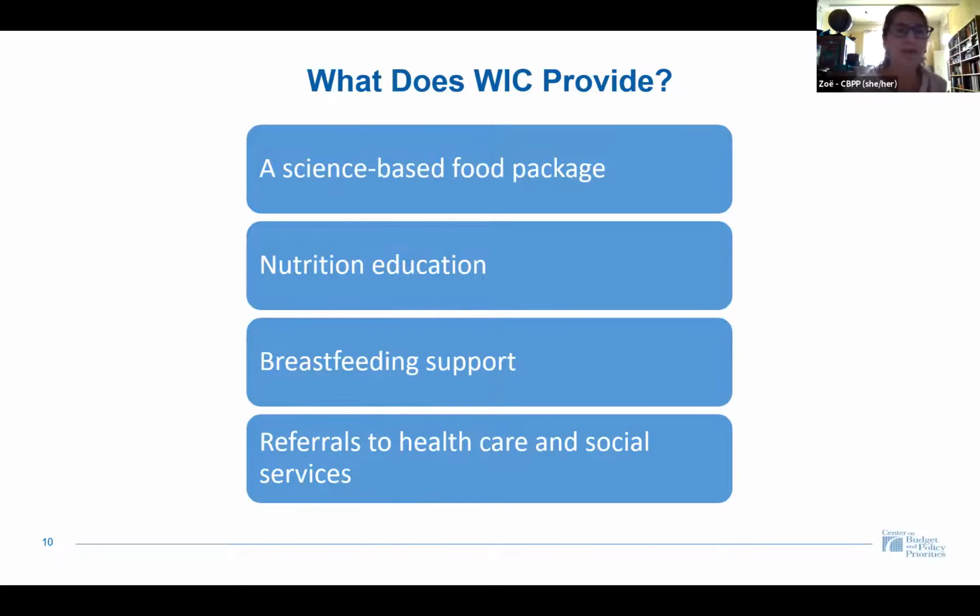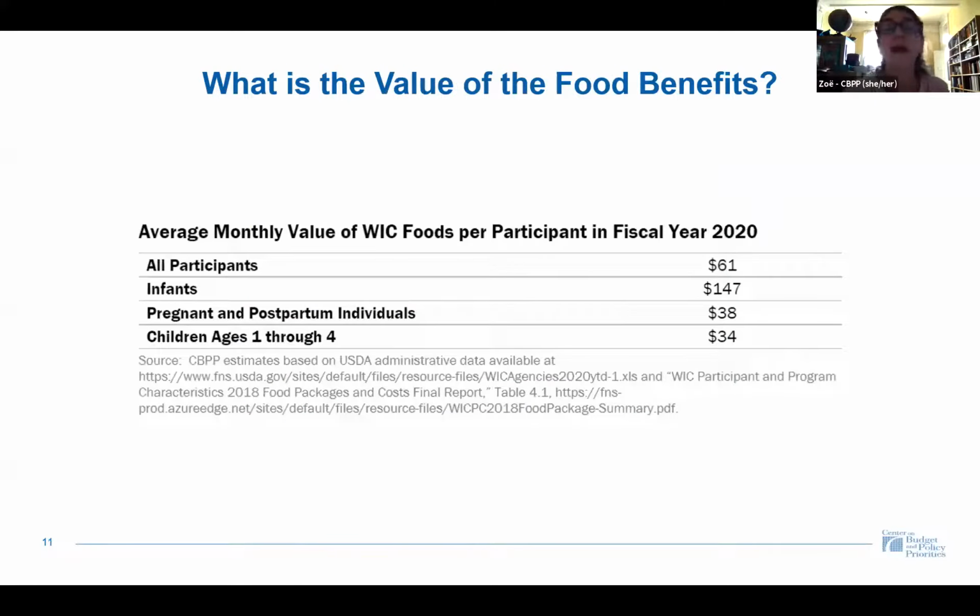So what are the benefits that WIC provides? WIC is a food assistance program, and it does provide a science-based food package. It also provides nutrition education, breastfeeding support, and referrals to health and social services. So to give you a little bit more of a sense of the food package that WIC provides, the average value of that across all participants is about $61 a month, but there's wide variation.